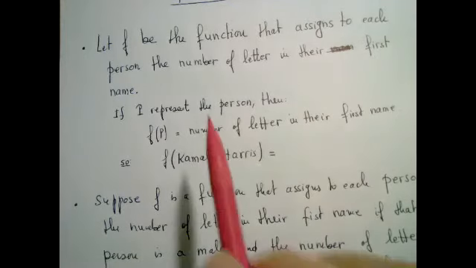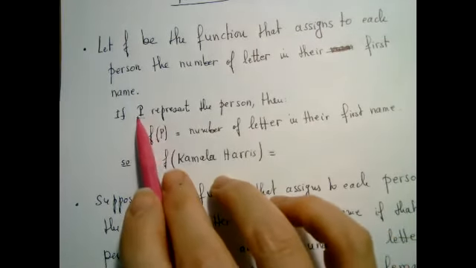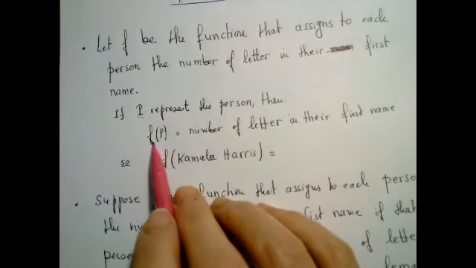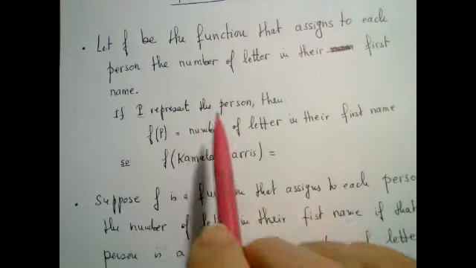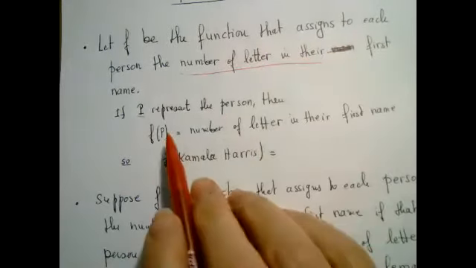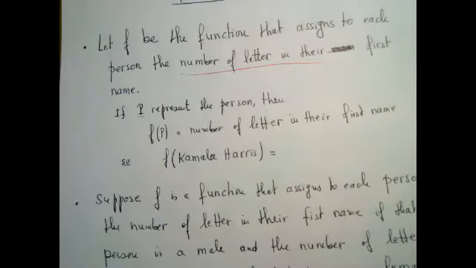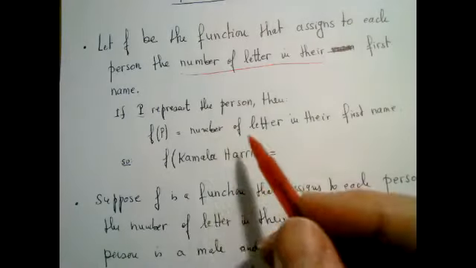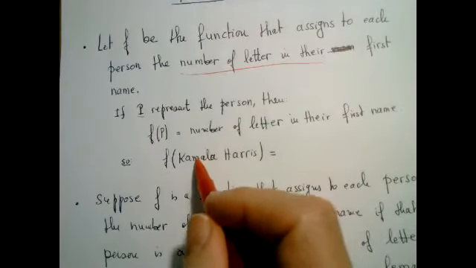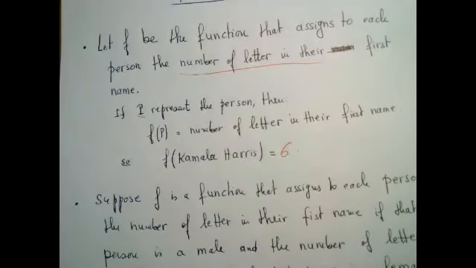So here, if P represents the person, so P is like a variable that represents a person, then f of P is, according to my rule, the number of letters in the first name. So this is my function, which is given totally by a very simple rule. So if I take f of Kamala Harris, what's f of Kamala Harris? 1, 2, 3, 4, 5, 6. It's equal to 6, the number of letters in her first name.